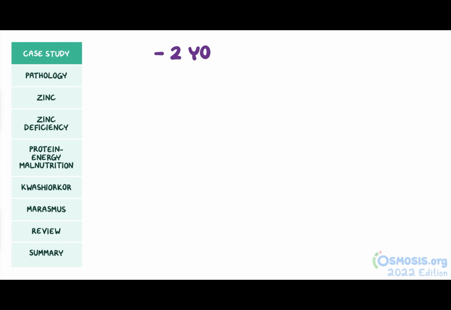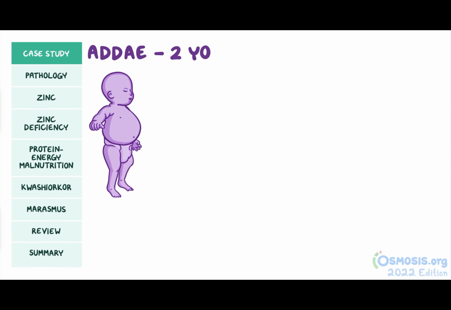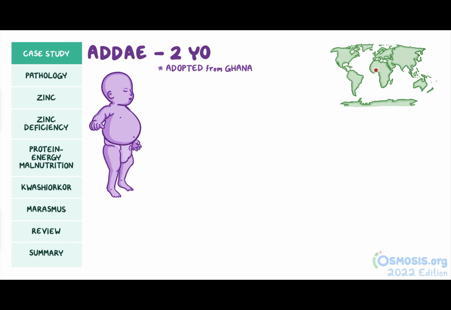A 2-year-old girl named Ade is brought to the pediatric clinic for a well child visit. She was adopted from Ghana a month ago, and her new parents tell you that they've noticed dark patches of flaky skin all over her body.